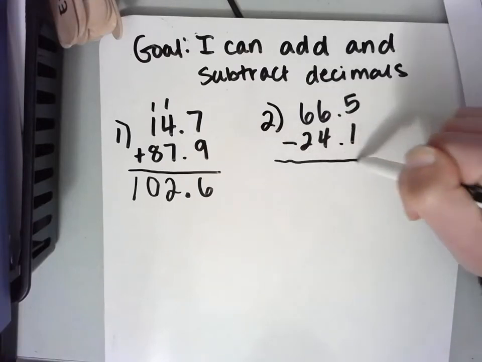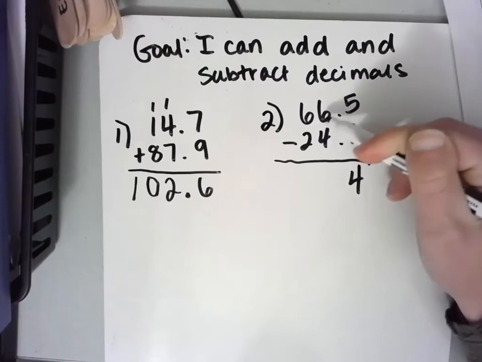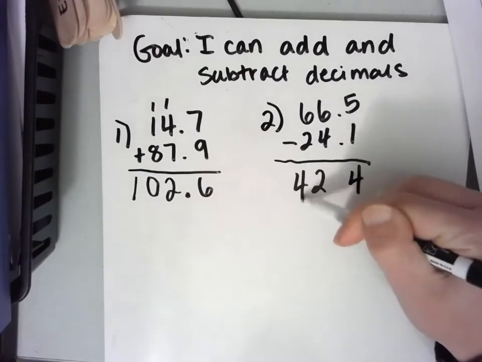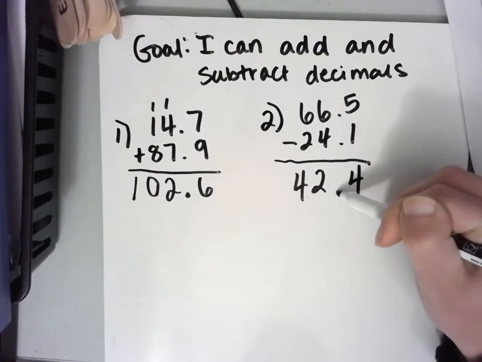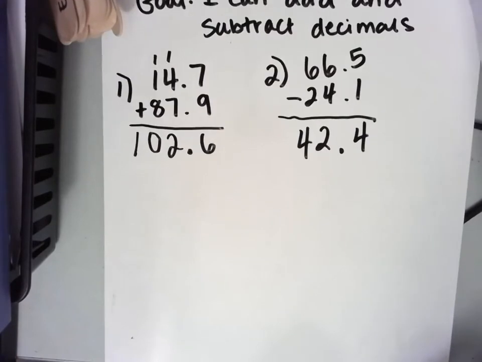And then I subtract. So 5 minus 1 is 4. 6 minus 4 is 2. 6 minus 2 is 4. And my last step is to bring down the decimal. So 66 and 5/10 minus 24 and 1/10 is 42 and 4/10. That was the last one.